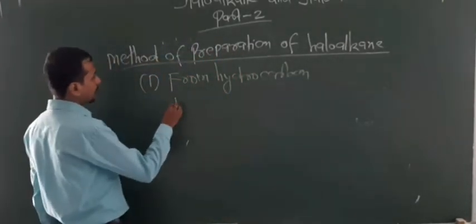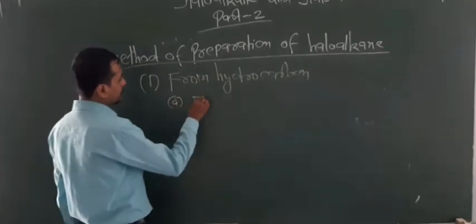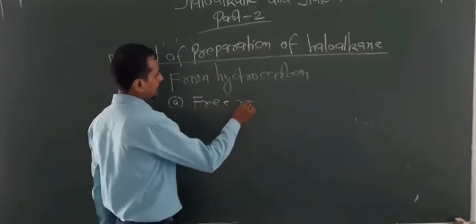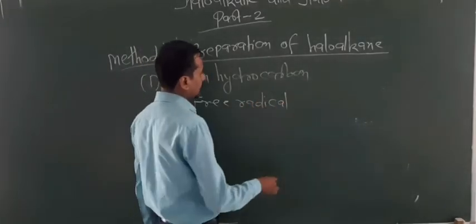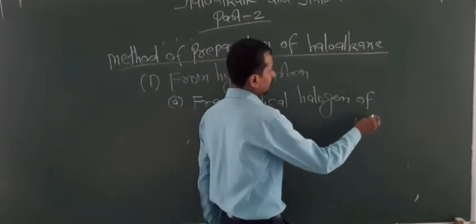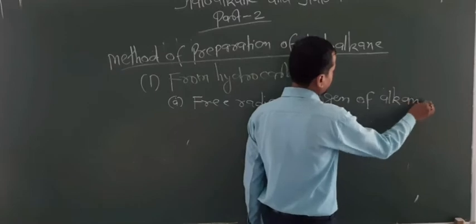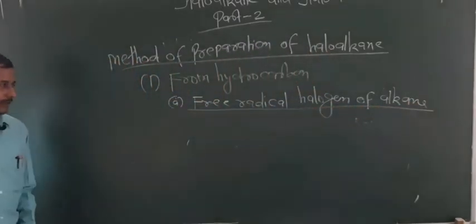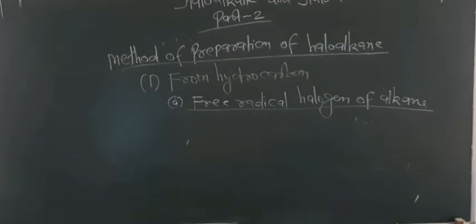From hydrocarbons, first of all you have to know free radical halogenation of alkane. About free radicals, I told you in the general organic chemistry concepts about the types of reactions: free radical substitution, free radical addition. I also told you about elimination reactions and substitution reactions. So now let us focus on free radical halogenation of alkane.